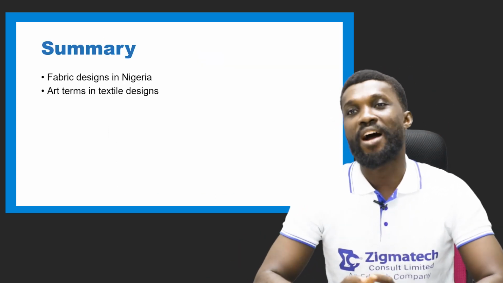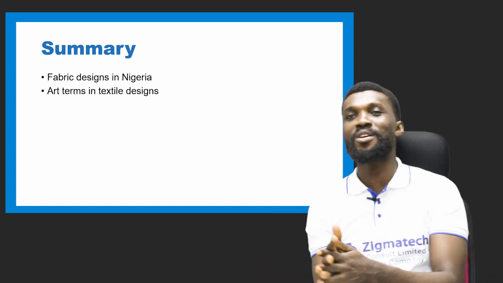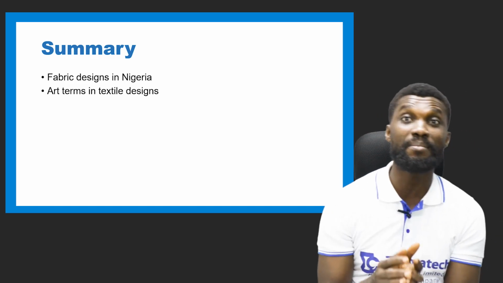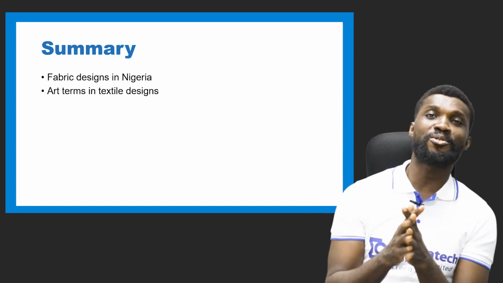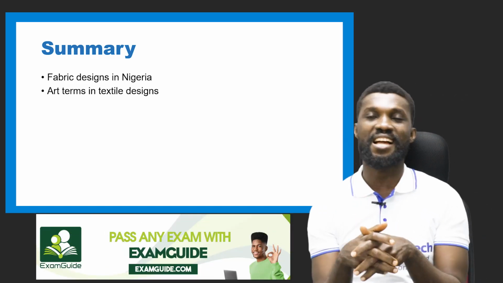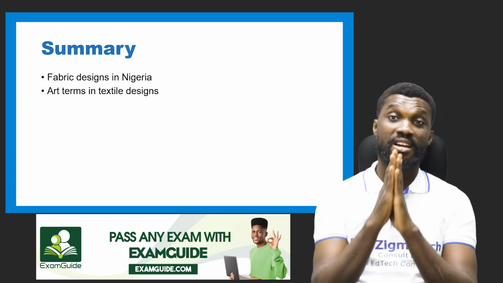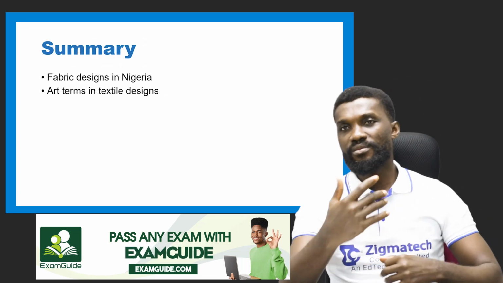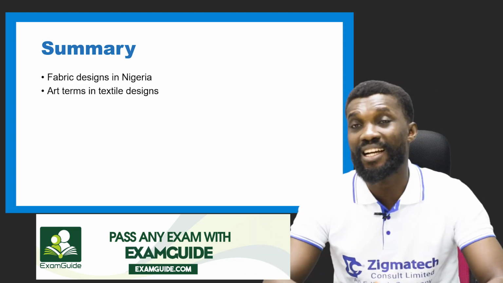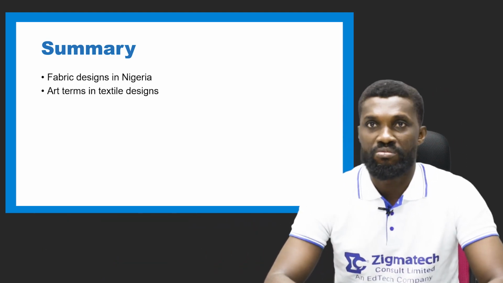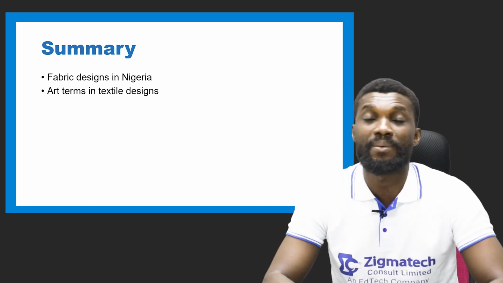Okay. So let's do a quick summary of what we've learned so far. Remember, we've discussed a lot. We talked about the definition of a lot of things. In the course of this study, we looked at fabric designs in Nigeria. And then that led us into talking about tie and dye. We mentioned Abeokuta, Maiduguri, Kano, from the north, from the south, from the west, and we talked about Abeokuta.